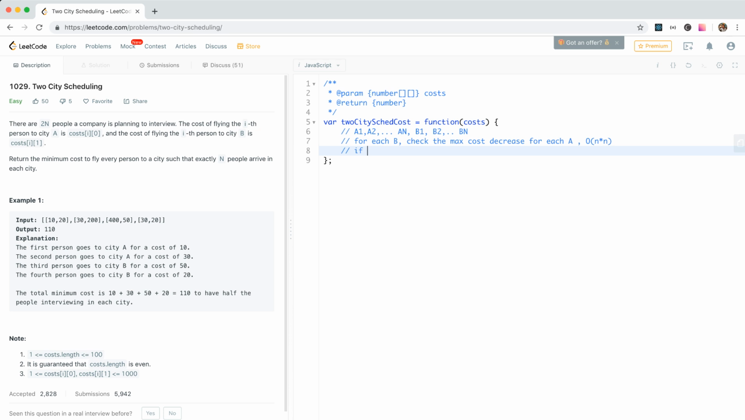If it saves cost, switch them, and we don't need to change them back. Okay, so that's where we're done. So what we need is: for let i equals n, i is less than 2 times n, i plus plus. Let j equals 0.